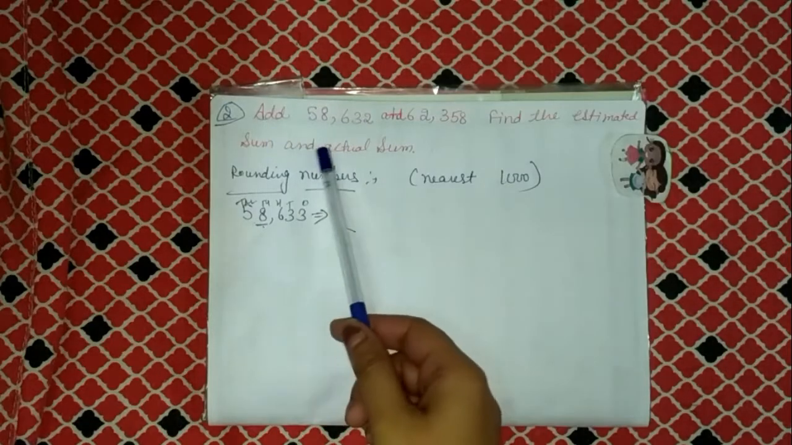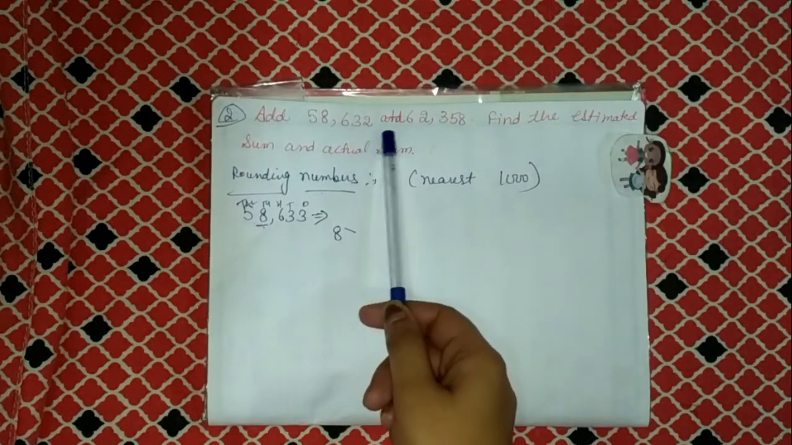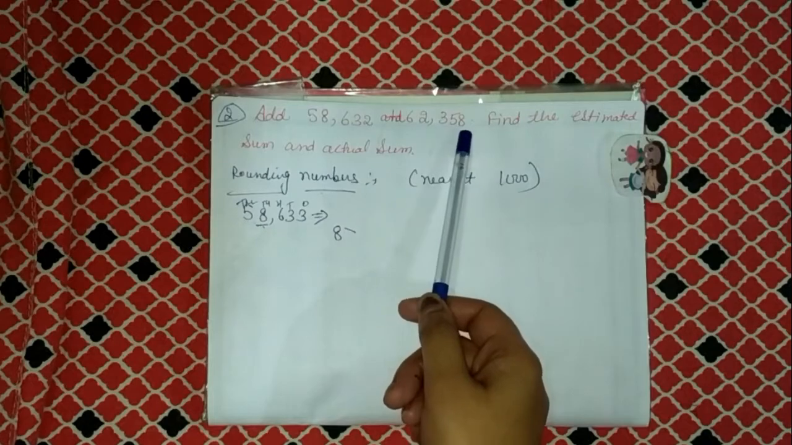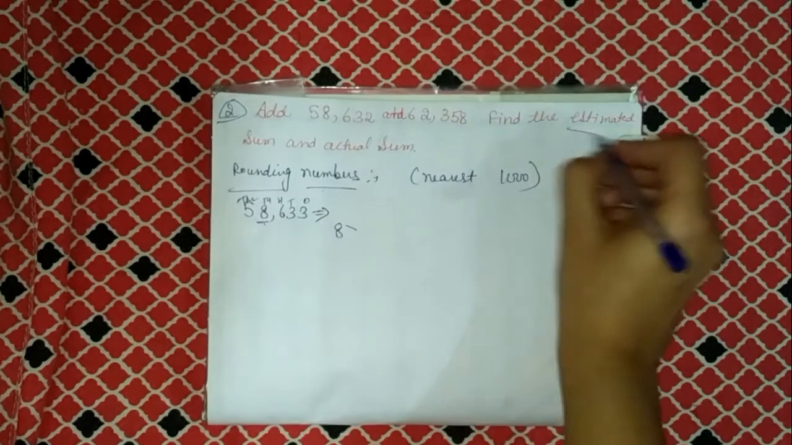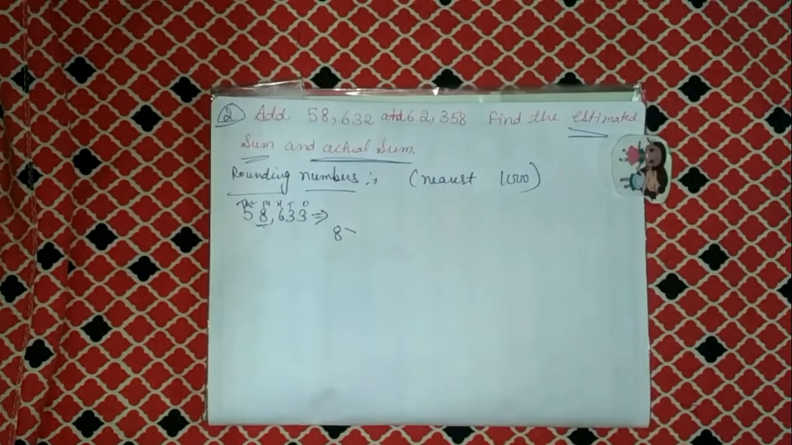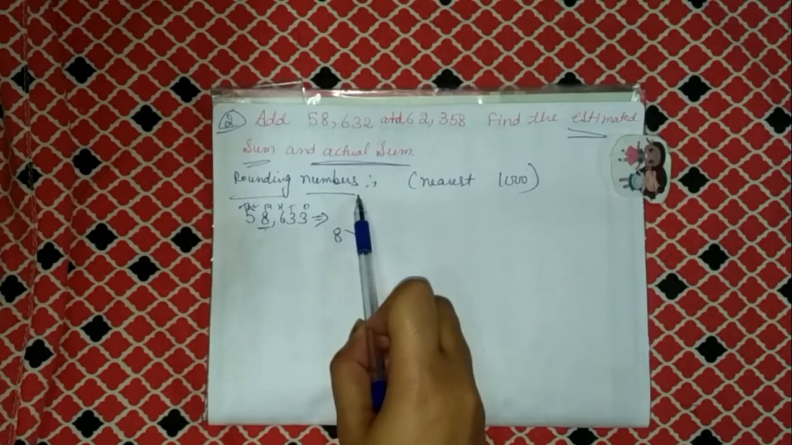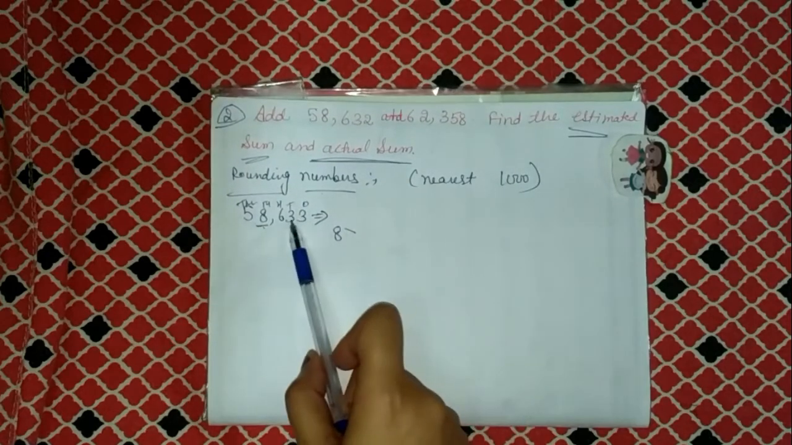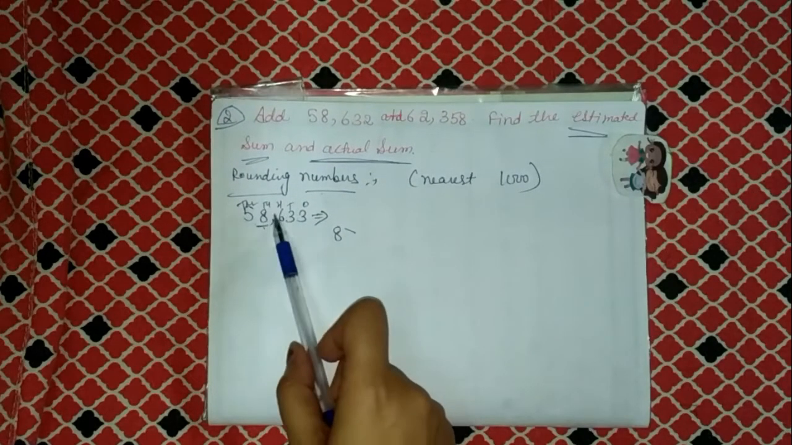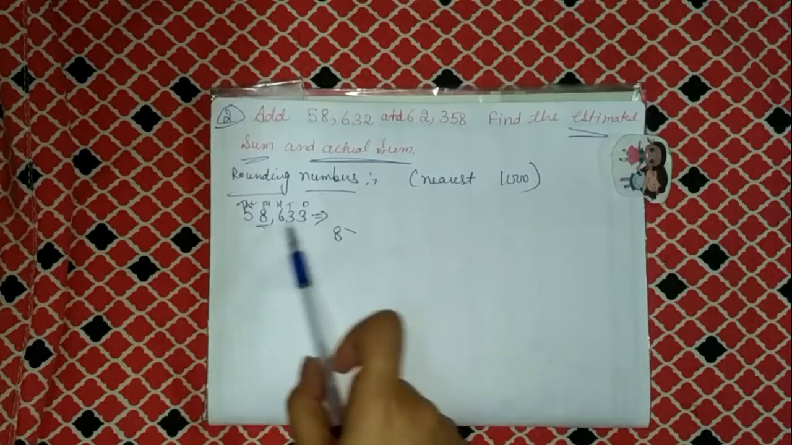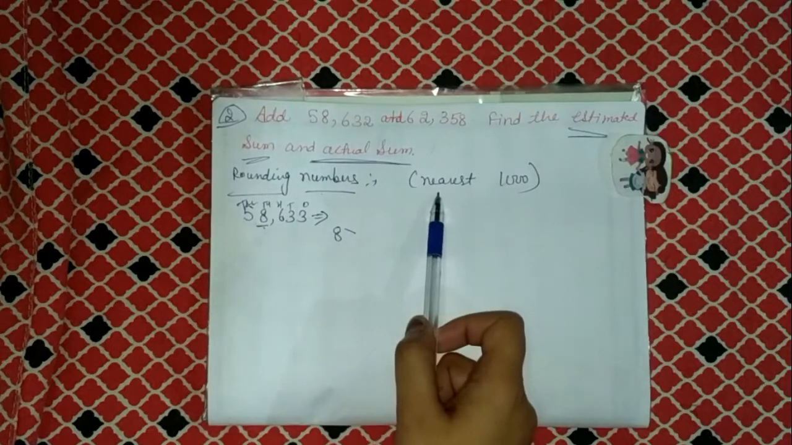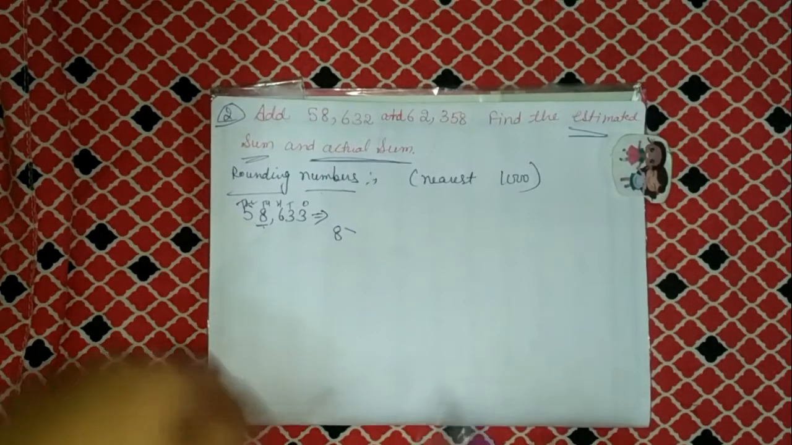One more example, add 58,632 and 62,358. We have to find the estimated sum and actual sum. So first step is rounding the numbers, correct? And it is 1, 2, 3, 4, 5, means ones, tens, hundreds, thousands, 10,000. So we have to round it off to the nearest thousand, correct?